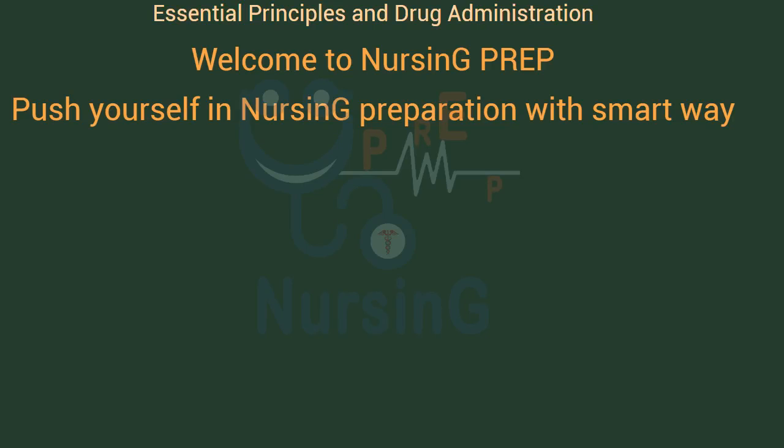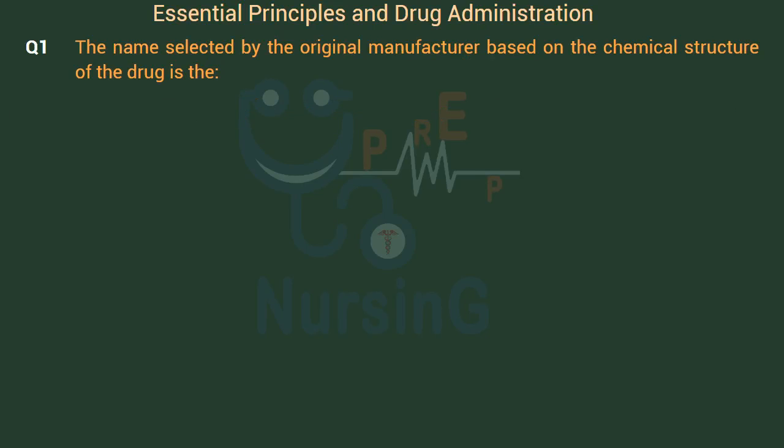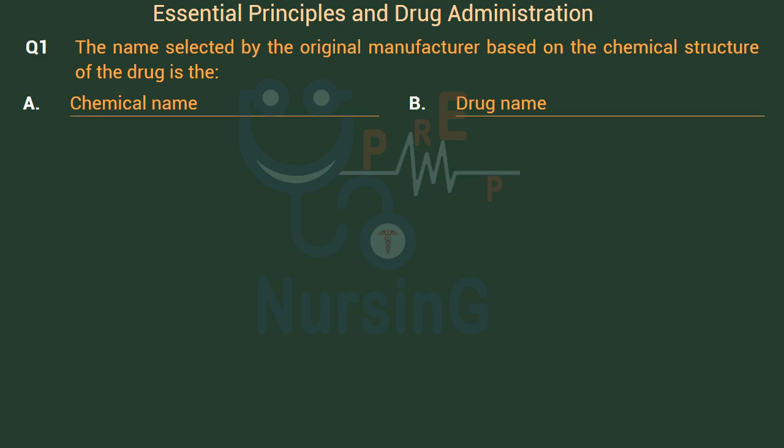Essential principles and drug administration. The name selected by the original manufacturer based on the chemical structure of the drug is the: Option A. Chemical name. Option B. Drug name. Option C. Generic name. Option D. Trade name. Right answer is Option C.